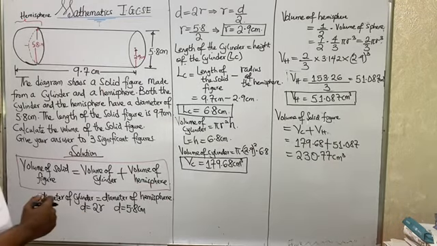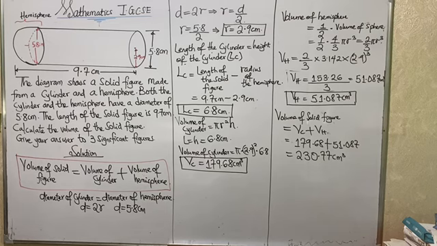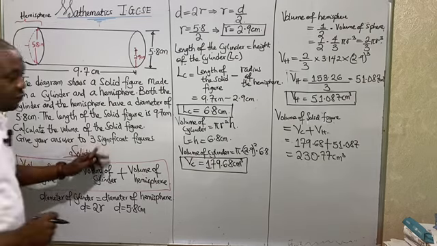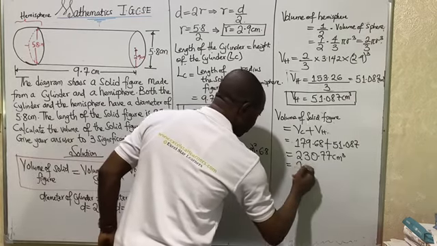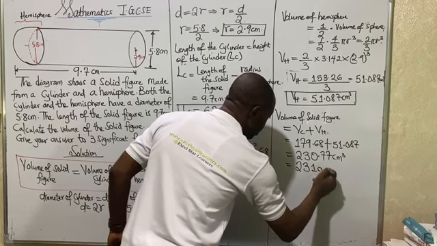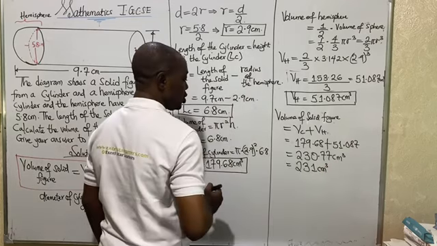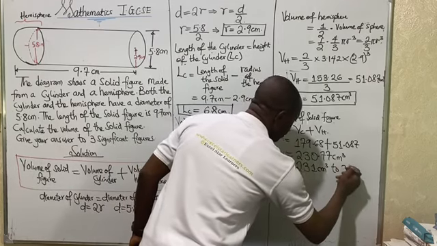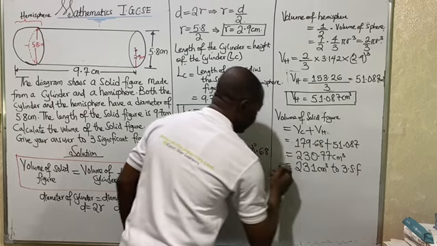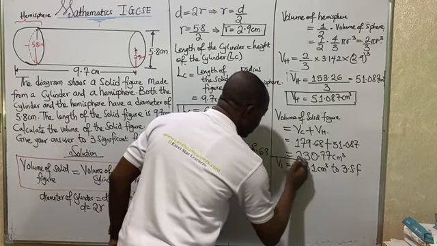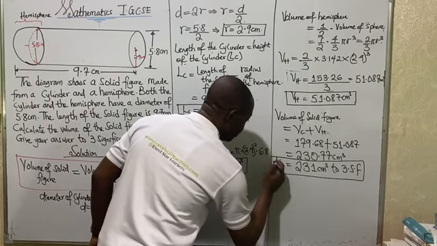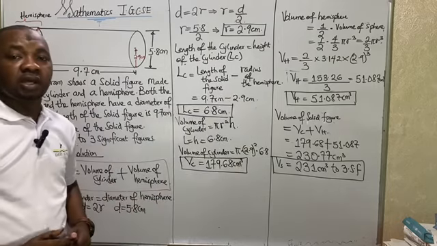Now we are told to give the answer to 3 significant figures. So to 3 significant figures, that will be 231 cubic centimeters, and this is the volume of the solid shape.